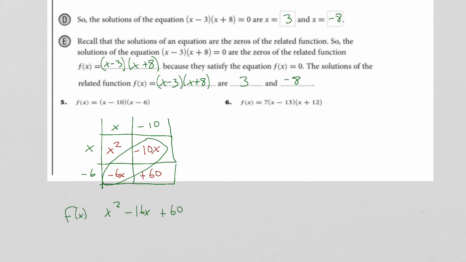X squared minus 16x plus 60. This is in standard form. And the solutions to this problem are, if I set these two factors equal to 0, when x is equal to 10 and when x is equal to 6. So these would be considered the zeros, the zeros or the x-intercepts, or you could call these the roots of the polynomial equation, all the same stuff.